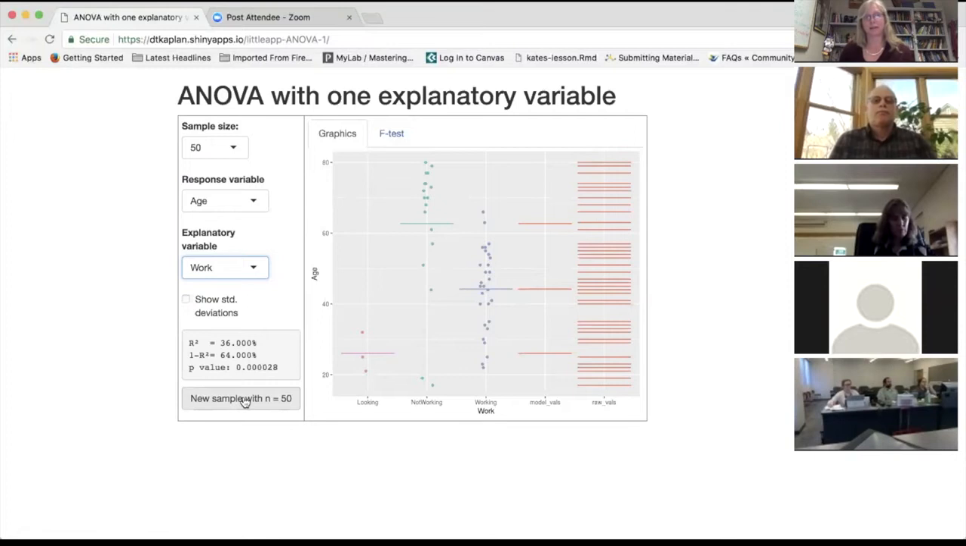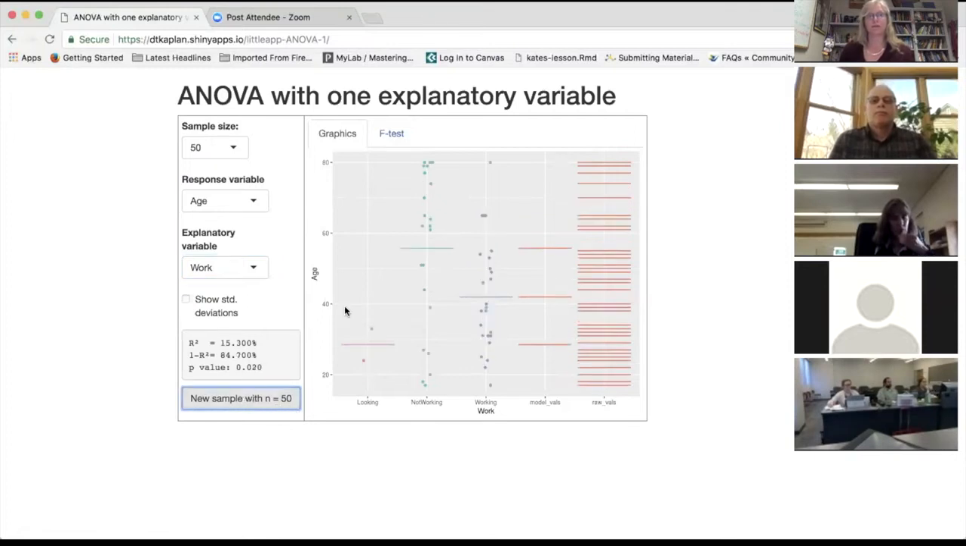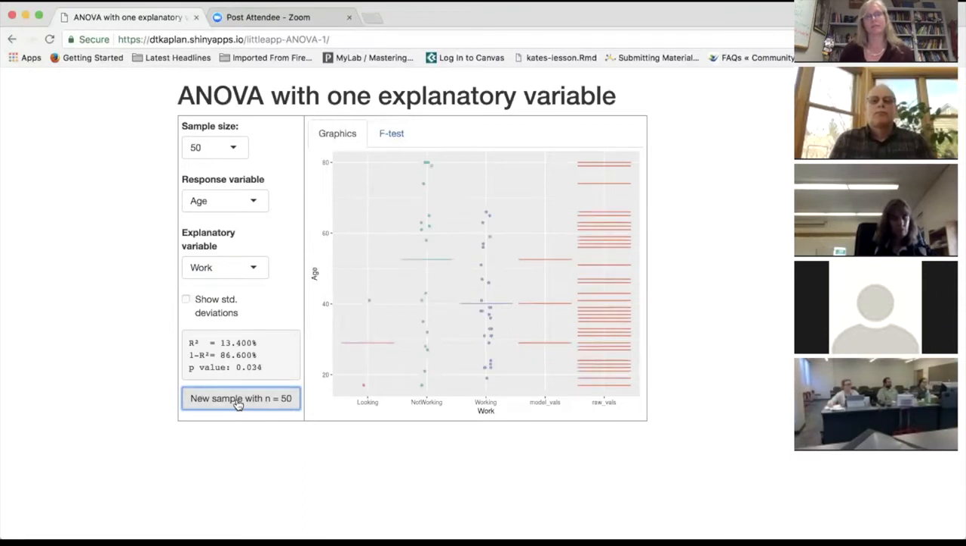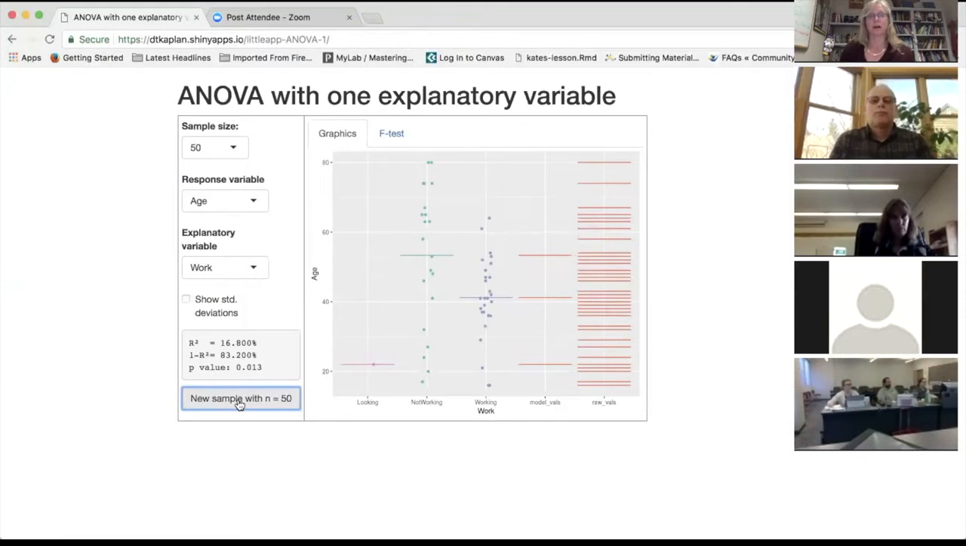If we take a different sample from that data set, we can see how the means didn't change a great deal. They changed a little bit, but not a great deal, because you expect that the looking would be people who are just out of college, and you expect the not working are the people that are towards retirement age. So you would expect that to happen, though you do have people down here that are not working.